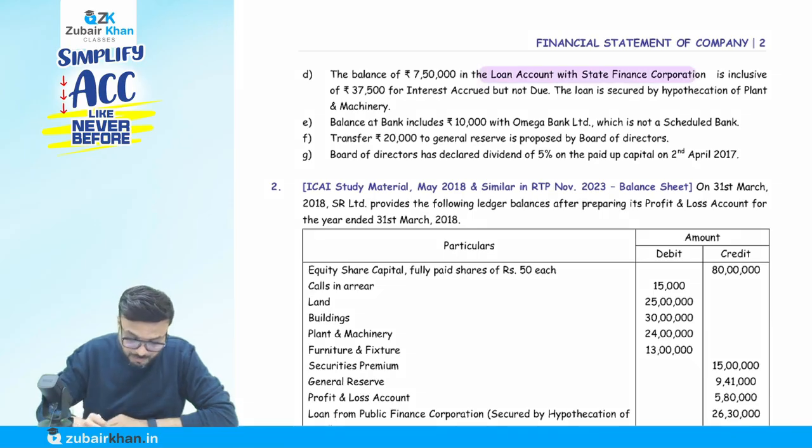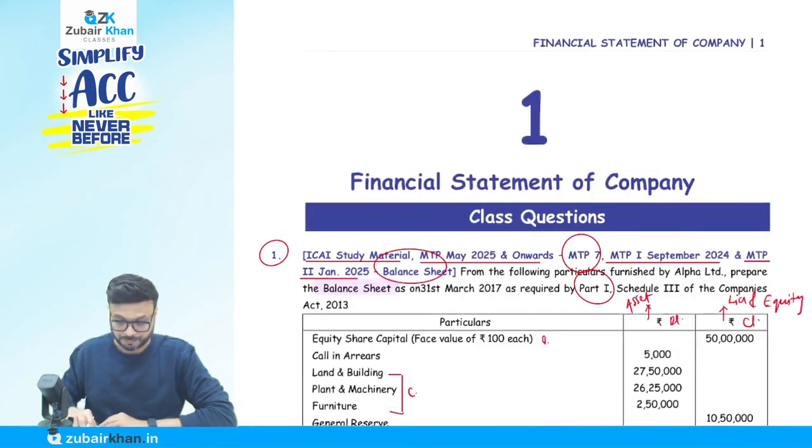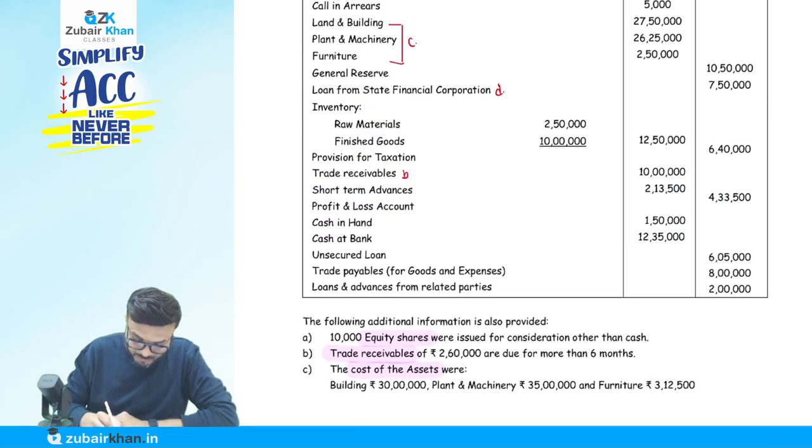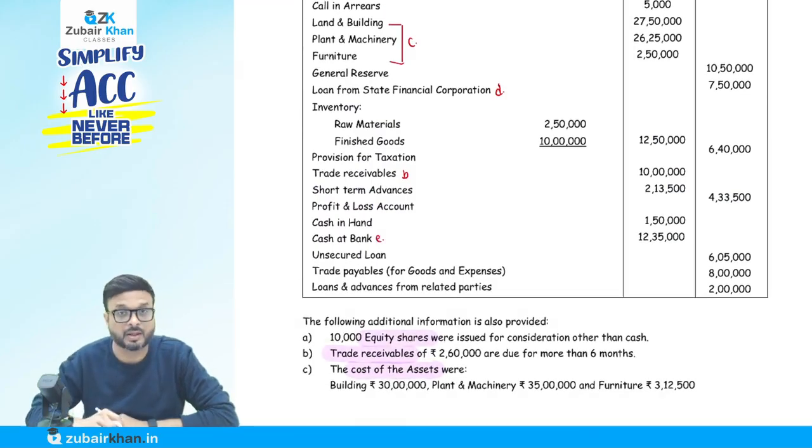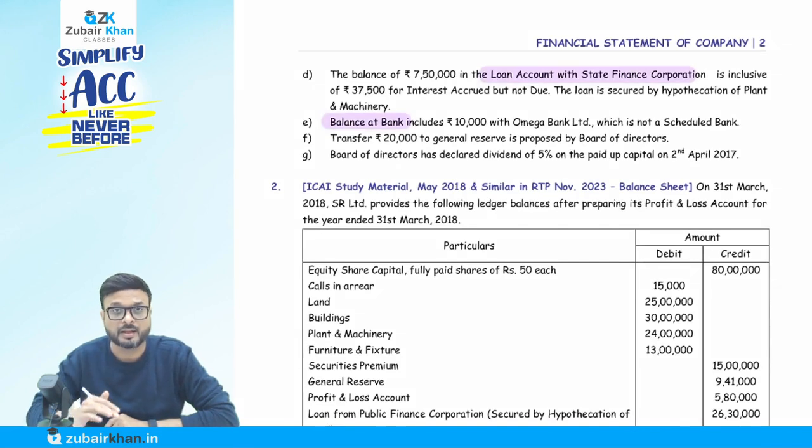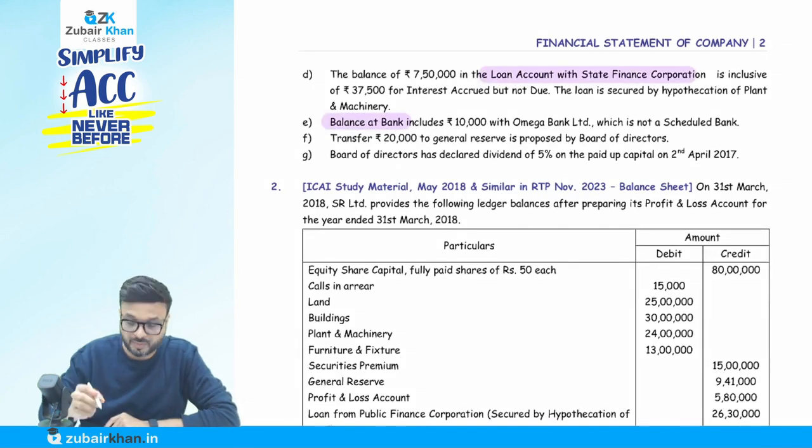So something about the bank balance is mentioned there. So go to trial balance and see their bank balance. Yes, it is mentioned in point number E. Okay. Then transfer of rupees 20,000 to general reserve is proposed by the board of directors.